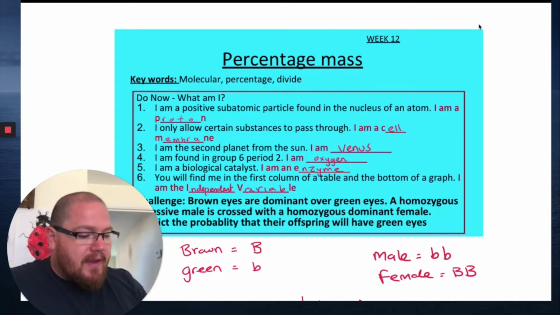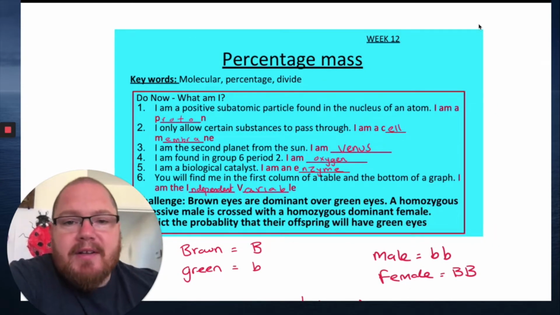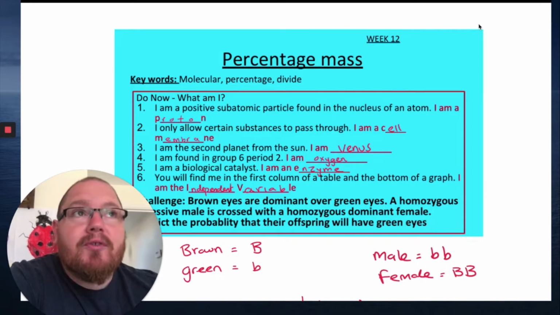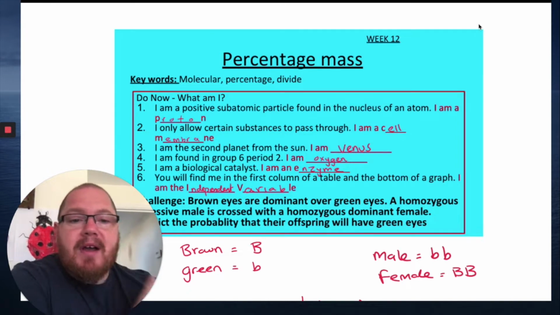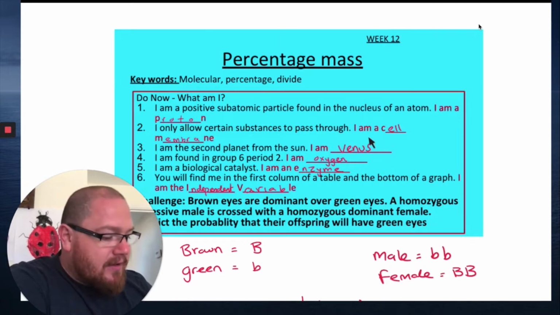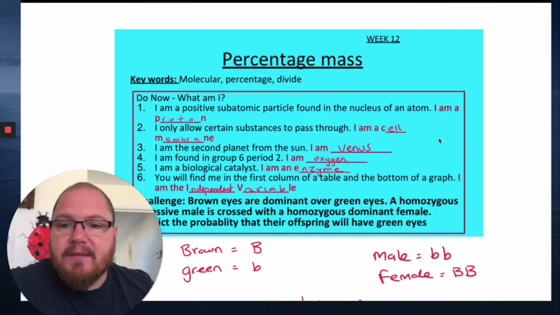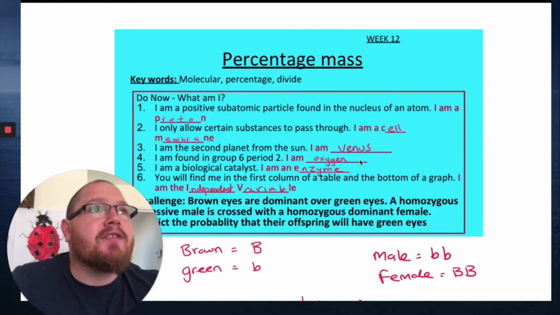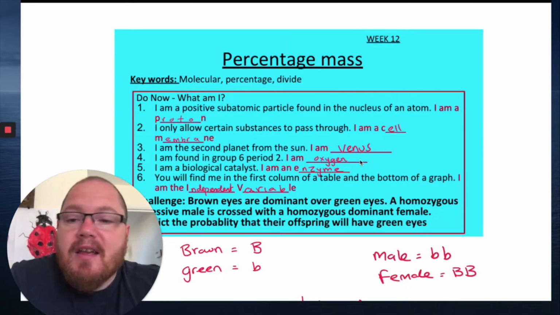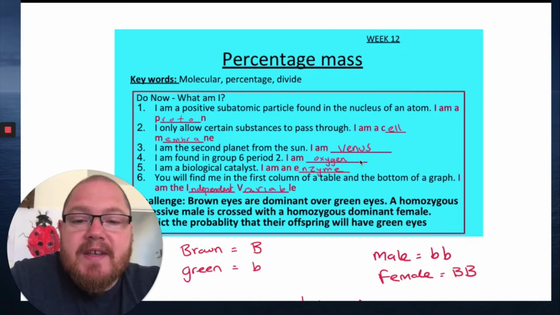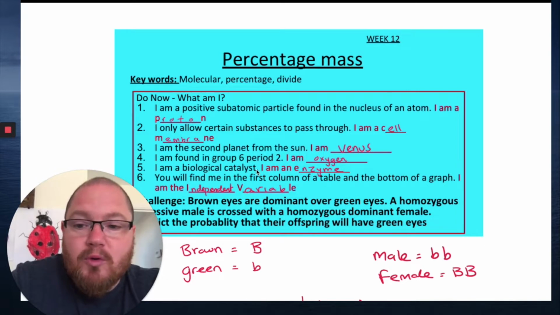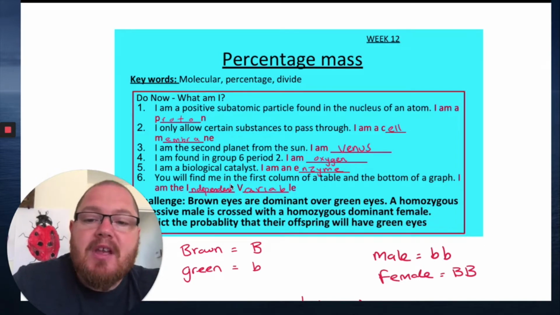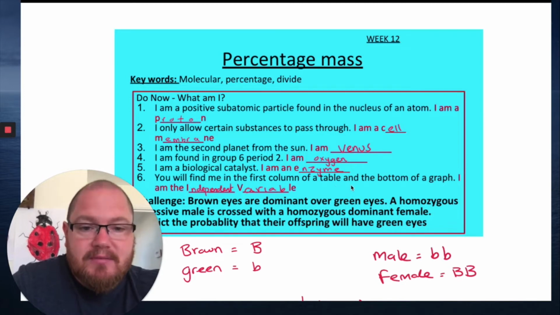All right, so I am a positive subatomic particle found in the nucleus of an atom. I am a proton. Remain positive and think like a proton. I only allow certain substances to pass through the cell. I am a cell membrane. I am the second planet from the sun, so my very... Venus. I am found in group 6, period 2, so you'd need the periodic table there. It's going to be oxygen. I am a biological catalyst. You may have needed to use the internet for that, or Google. I am an enzyme.